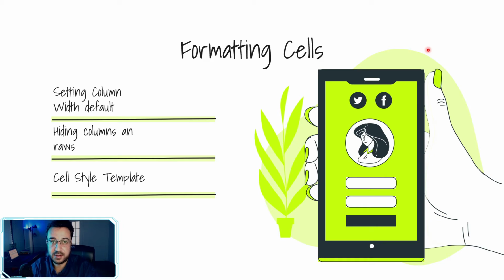Continuing with our series of how to excel in Excel, we will talk now about formatting cells, how to set the column width to default, and how to hide a column or a row, and how to set a cell style using the templates that already exist in Excel.